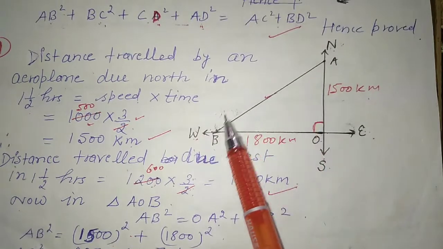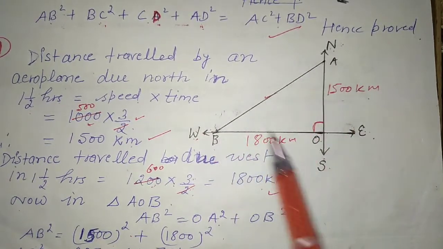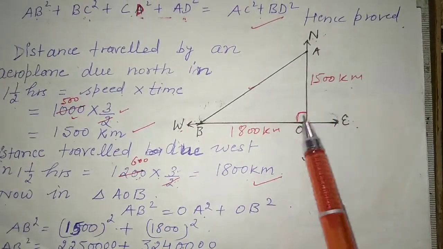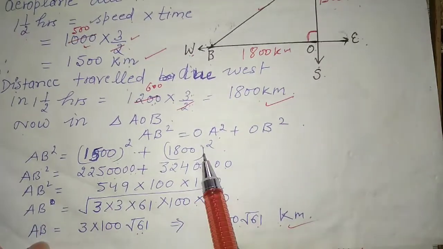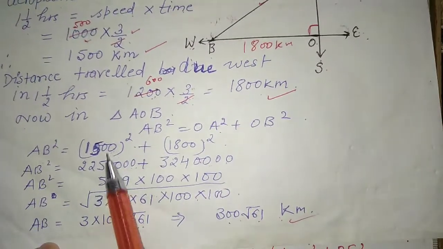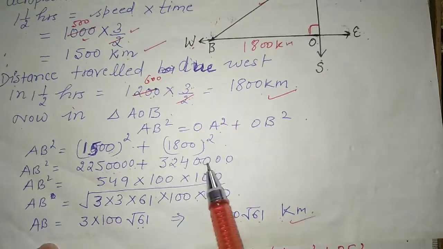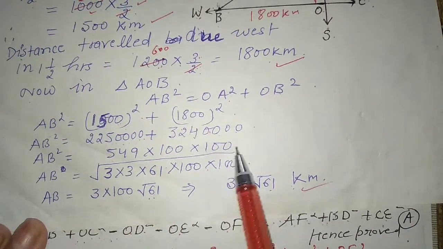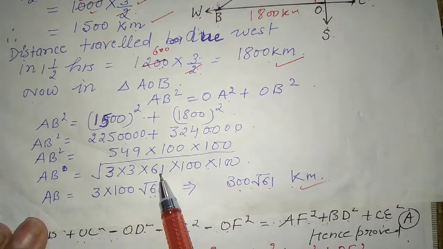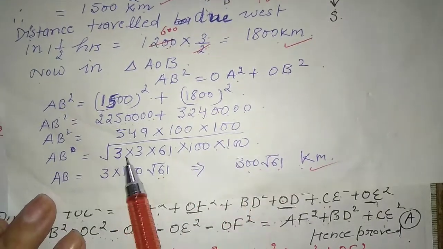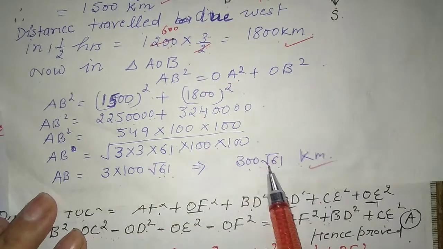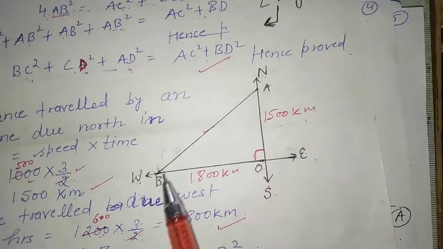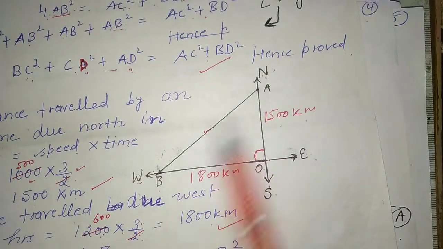Now we have to find the distance between both the aeroplanes. That we can find with the help of the Pythagoras theorem. AB square is equal to OA square plus OB square. So 1500 square plus 1800 square. The square of 15 is 225, and here are 4 more zeros, and 18 squared is 324, with 4 more zeros. On adding, we have 549 with 4 zeros, which can be written as 549 into 100 into 100. 549 is 3 into 3 into 61, so this 3 and 100 will come out and we get 300 root 61 kilometers. So this is the distance between both the aeroplanes.